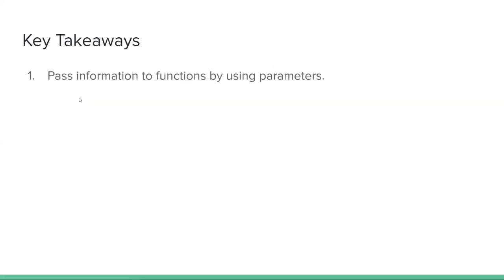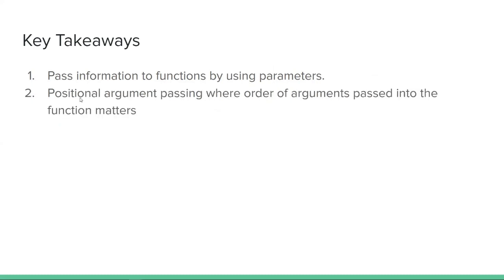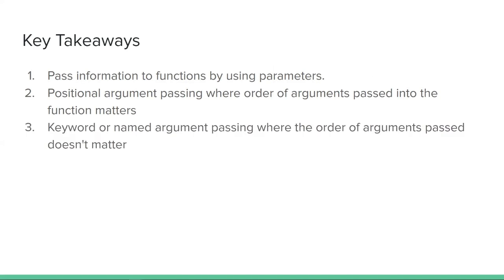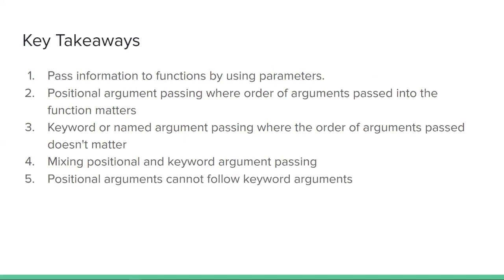So the key takeaways: we pass information to functions using parameters, and those are arguments. Positional argument passing, where the order of arguments passed into the function matters. So that is positional argument passing. The order matters in this scenario. With keyword arguments, order doesn't matter because we've assigned a keyword and the value to that keyword. We can do mixing of positional and keyword arguments, but just remember that a positional argument cannot follow a keyword. And creating predefined values for keyword arguments, that's like your default values.